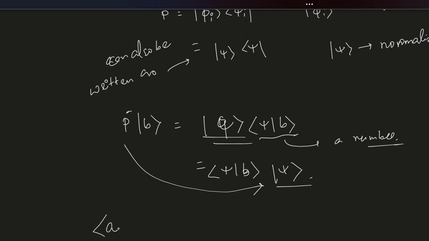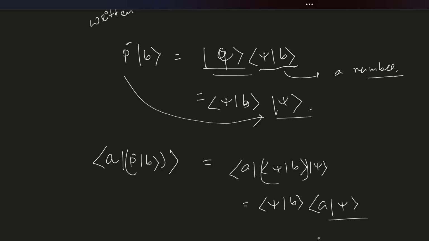Now if you operate a ket state on the left side, then this whole thing is a ket acting on the P acting on B state. So this is basically A psi B psi. Because this is the constant, psi B comes on to the other side, and both are numbers. Now this means that you have A P B equal to this.